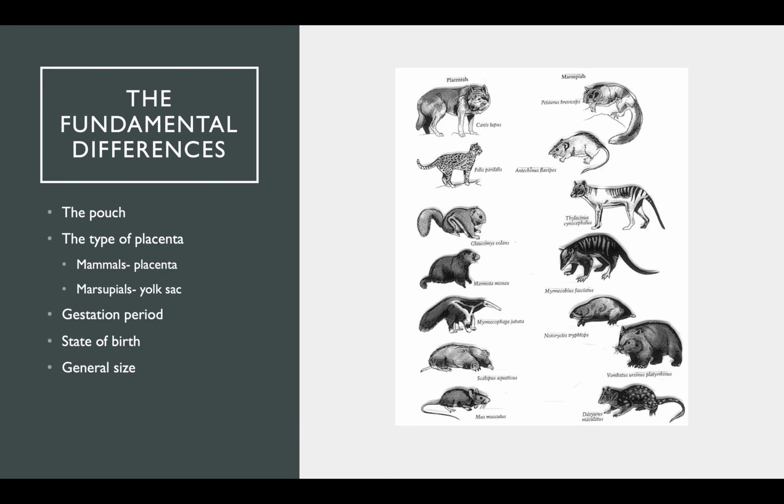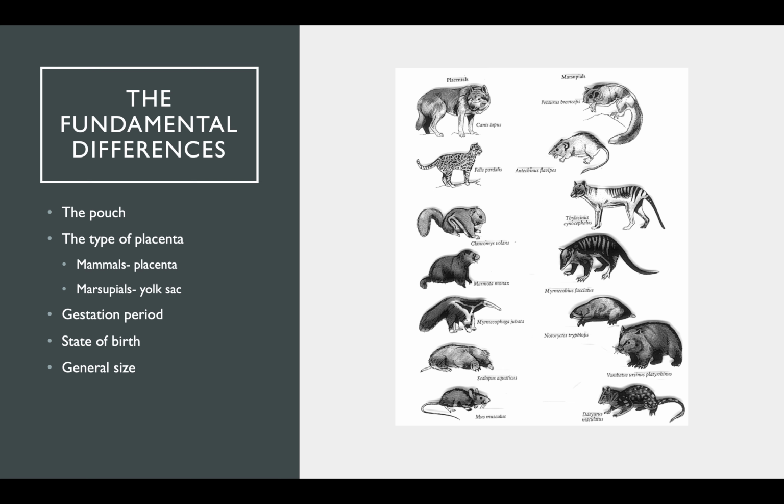There are a few fundamental differences that separate marsupials from the eutherian mammal class. For one, all marsupials have pouches for their young. This is the easiest and most surefire way to identify a marsupial mammal. The other fundamental differences are all related to one another. They are the placenta, the gestation period, and the state of birth. The type of placenta in marsupials is what is called a yolk sac.